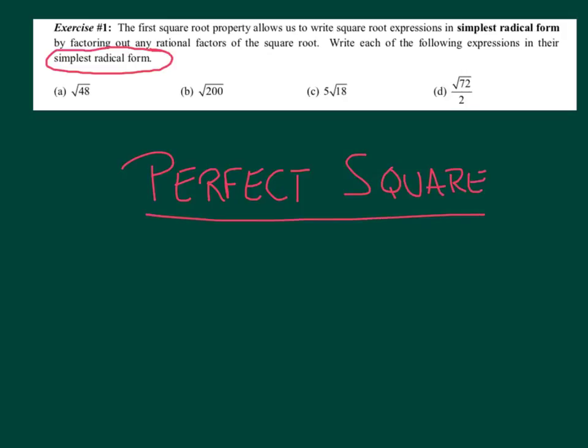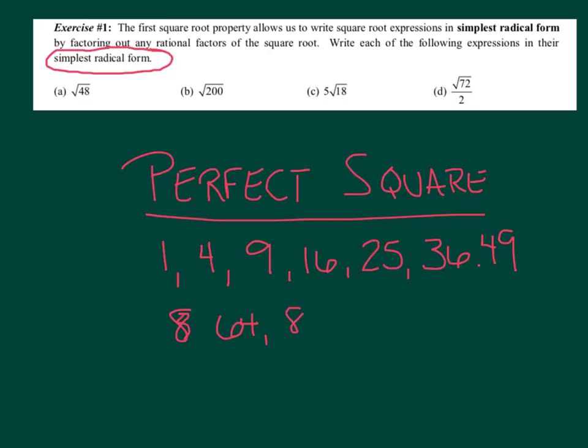So let's run through those perfect squares again. You probably know most of them. I would say 1 is the first one, 1 times 1. 2 times 2 is 4. 3 times 3 is 9. 4 times 4 is 16. 5 times 5 is 25. 6 times 6 is 36. 7 times 7 is 49. You should be listing these out as well. 8 times 8 is 64. 9 times 9 is 81. 10 times 10 is 100. 11 times 11 is 121. 12 times 12, 144. And I would say you should probably know up to at least 12.